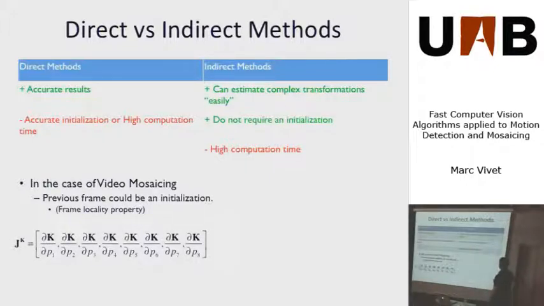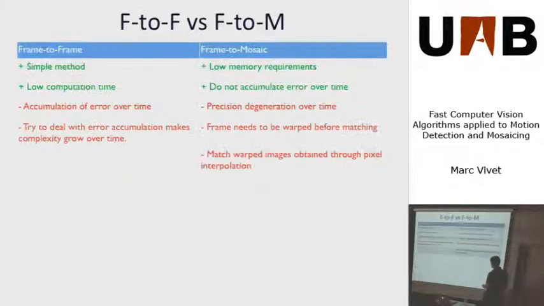In the case of indirect methods, they can estimate complex transformations. Imagine if we have to obtain the 8 parameters of the projective transformation using the previous method that we have seen before. In this case, we will need to derive the kernel for all these parameters, and this makes the computation very complex, with high degrees of freedom. And this is not good. And then, they do not require an initialization, but they can need a very high computational time.